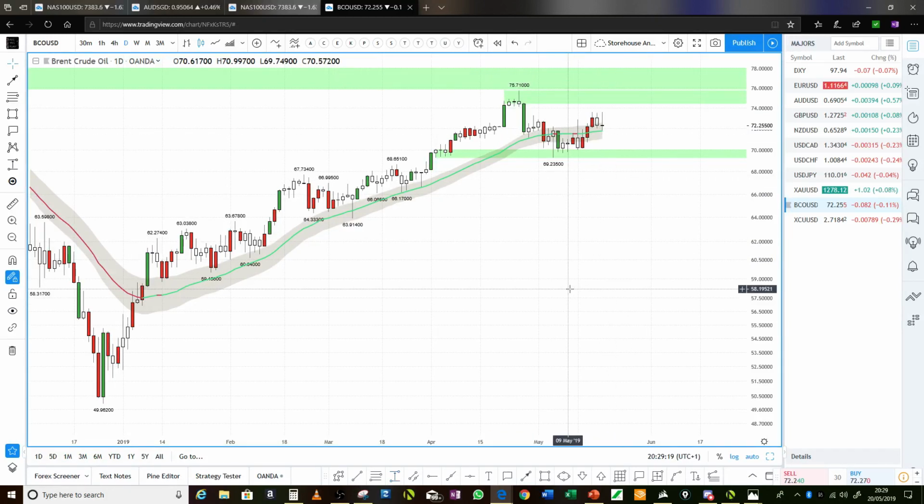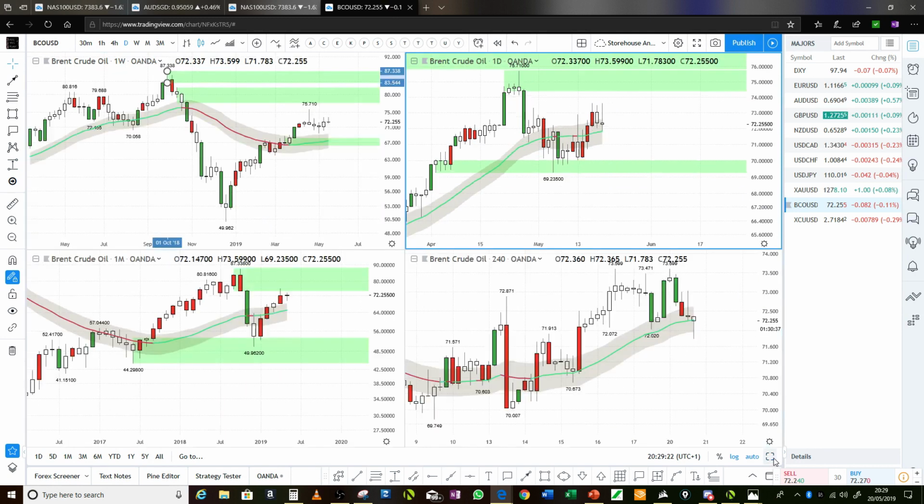That's still looking bullish on the weekly, on the daily. The monthly is, if you're a position trader, not the place to be entering right now to go long. All right, I will take a look at copper.